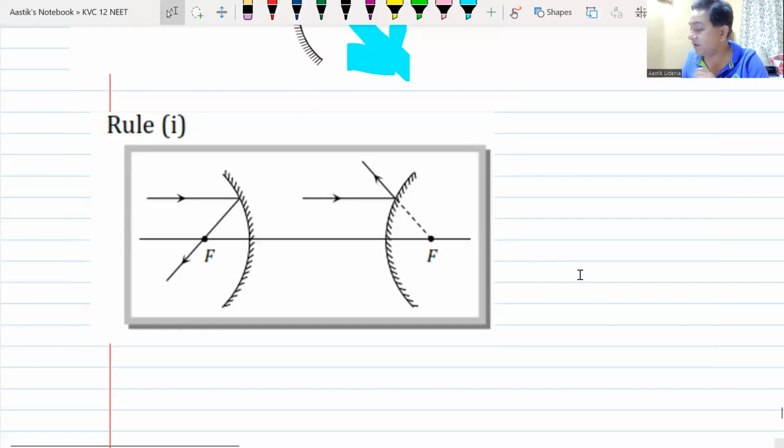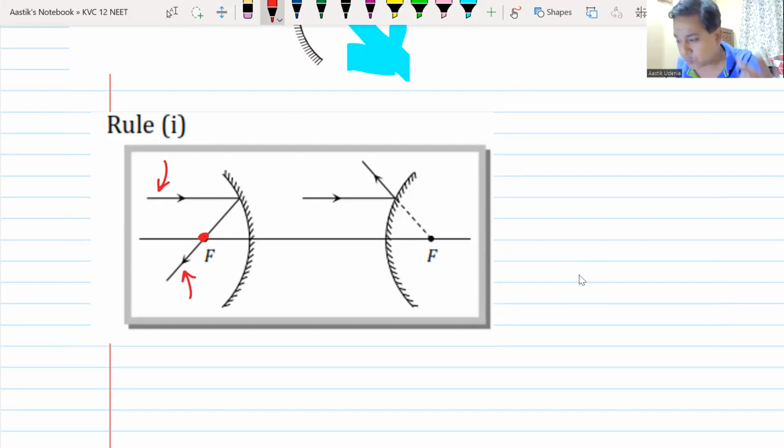For concave mirrors, it will definitely pass through the focus. That is rule number 1. This ray is your incident ray parallel to the principal axis. This ray is your reflected ray. It will always pass through focus. Remember, we are talking about paraxial rays, and we are talking about mirrors which have small apertures. In case of a convex mirror, it cannot pass through focus. This is the ray of light which is incident, parallel to the principal axis, and it will appear to come from the focus.